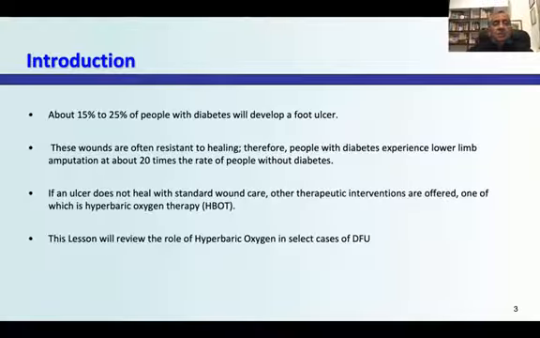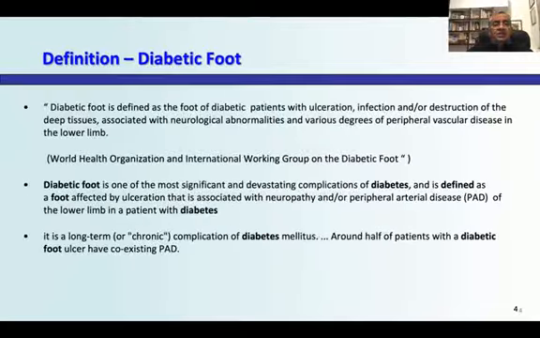The introduction, which I'm sure a lot of you are already familiar with: 15 to 25% of people with diabetes will develop a foot ulcer. These wounds are often resistant to healing. Therefore, people with diabetes experience lower limb amputation at about 20 times the rate of people without diabetes. If an ulcer does not heal with standard wound care, other therapeutic interventions are offered, one of which is hyperbaric oxygen treatment. This lesson or presentation will review the role of hyperbaric oxygen in select cases of diabetic foot ulcers.